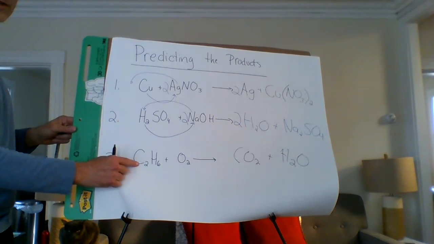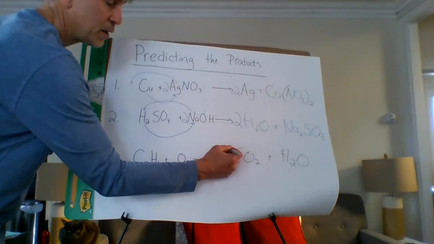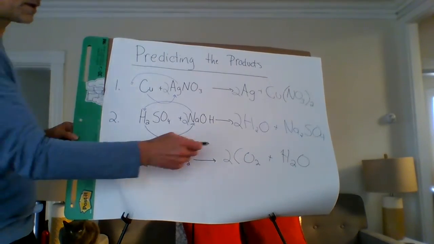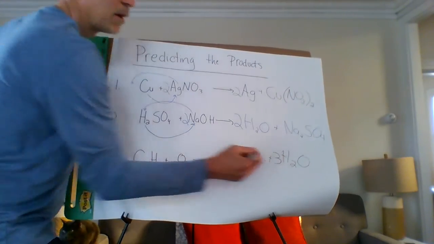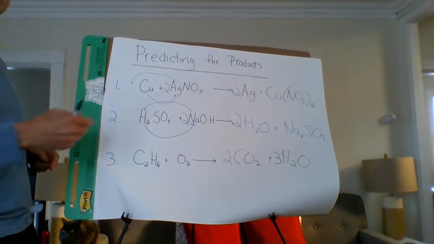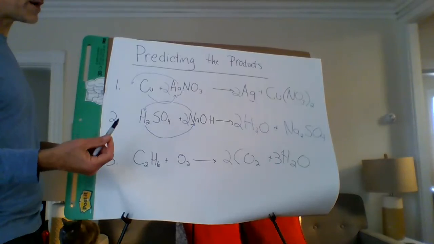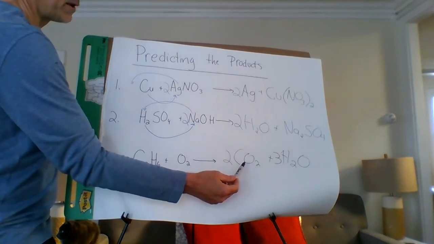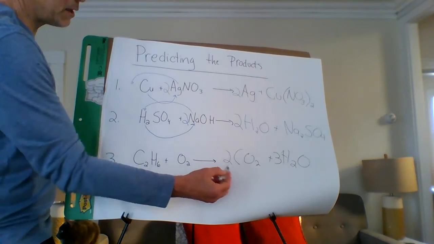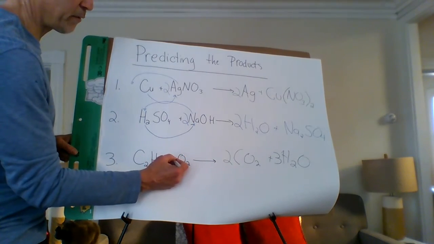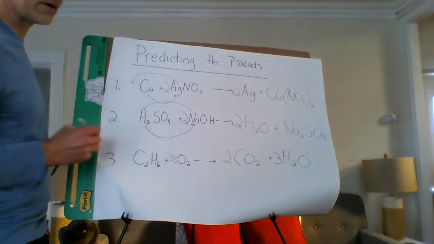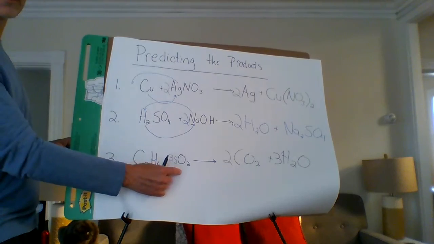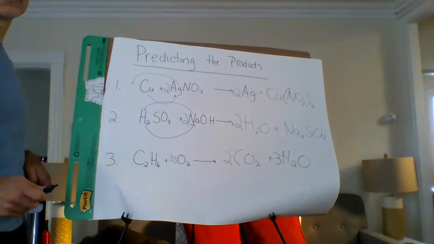Because this is C2, I've got to put a 2 here to balance out the carbons. Because this is H6, I've got to put a 3 in front of the H2O to give that 6 hydrogens on the other side. And then I just balance the oxygens. So I've got 3 oxygens here plus 4 more oxygens here. So I'm going to put a 3.5 in front of the O2, because 3.5 times 2 is 7. 7 oxygens in the reactants, 7 oxygens in the products.